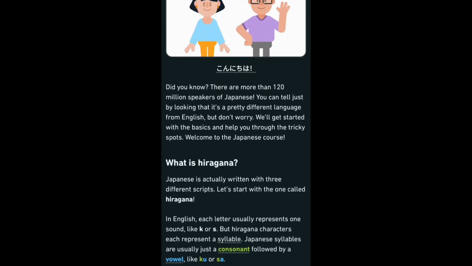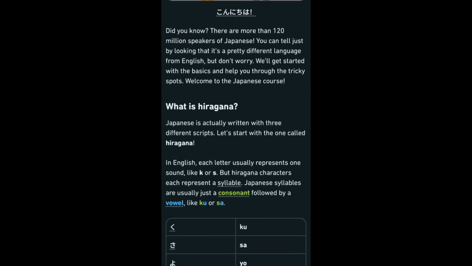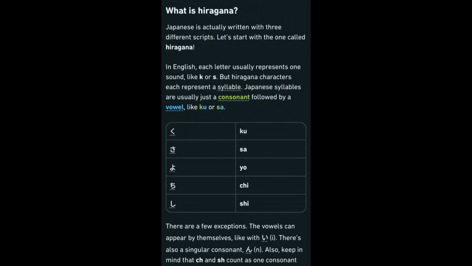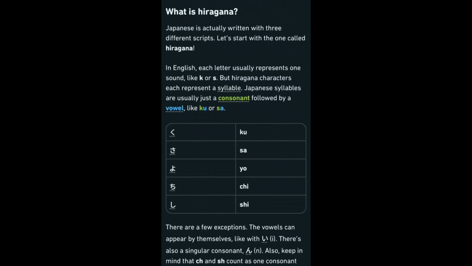And usually in English, each letter usually represents a sound like K or S, but hiragana characters usually represent a syllable. Japanese syllables are usually just like a consonant followed by a vowel, like ku or sa. So these are the following. So the first row is ku. The second one is sa.